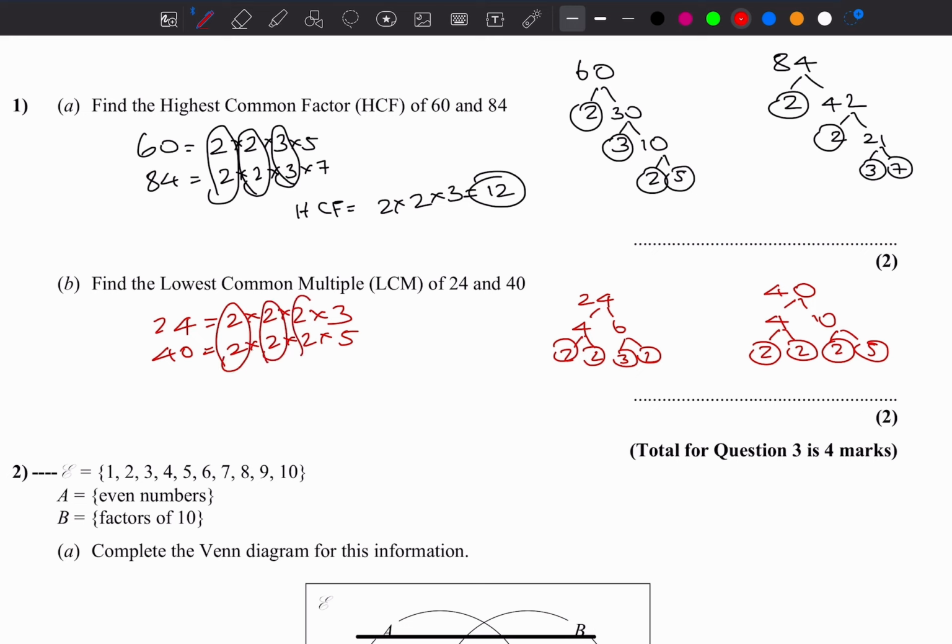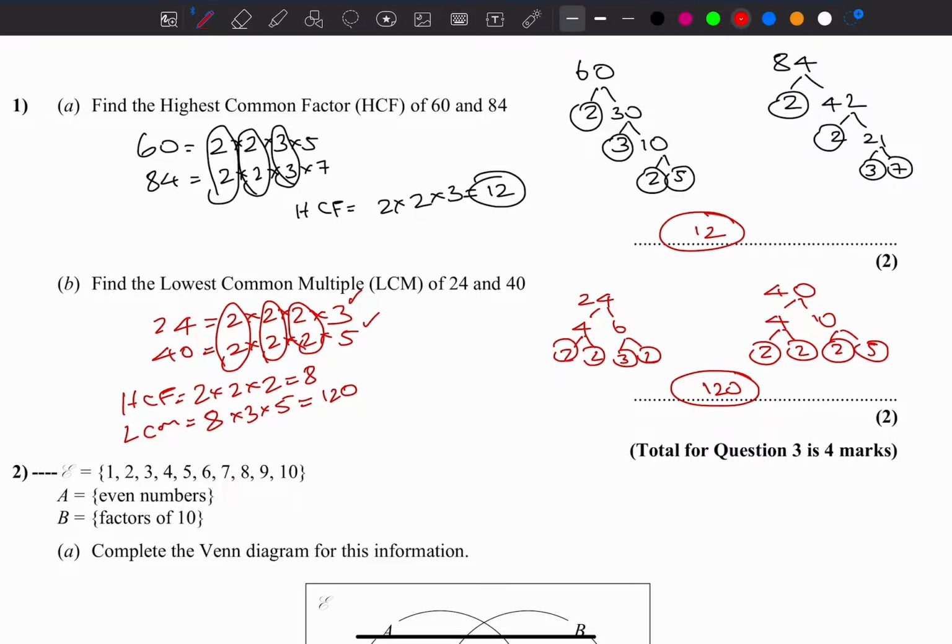Same. So your highest common factor is 2 times 2 times 2. That's 8. Then your lowest common multiple is take that highest common factor 8, and whatever is not circled. Whatever is not circled is 3 and 5, isn't it? 8 times 3 is 24, times 5 is 120. They want the lowest common multiple here, so that was 120. And the one before was 12. Right.